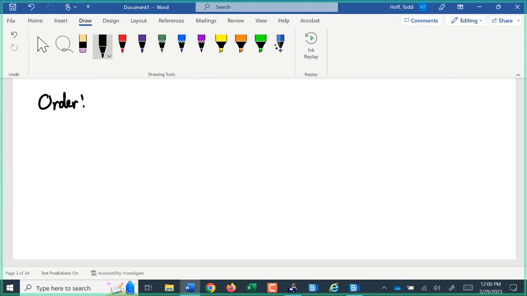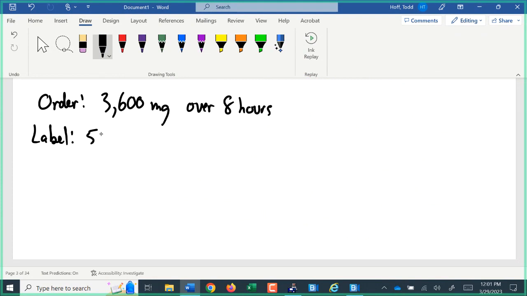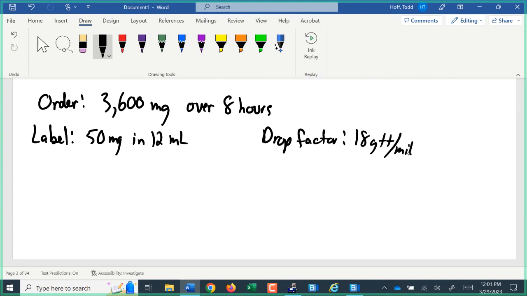Once again, our doctor is going to order, we'll do 3,600 milligrams, not milliliters, over 8 hours. Our label, now this would be on a bag instead of on a bottle. The label on our bag is saying that this is constituted at 50 milligrams in 12 milliliters. And it has a drop factor of 18 drops per milliliter.